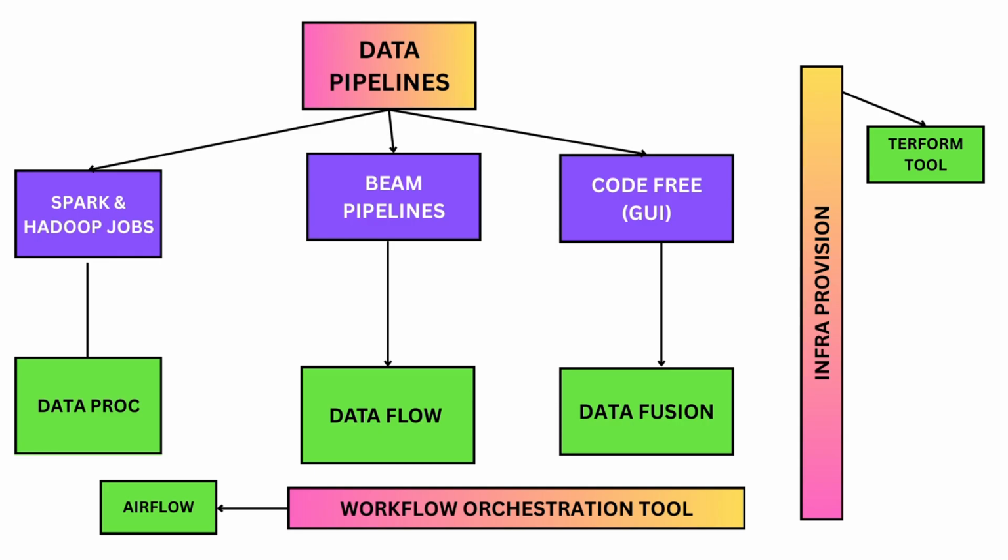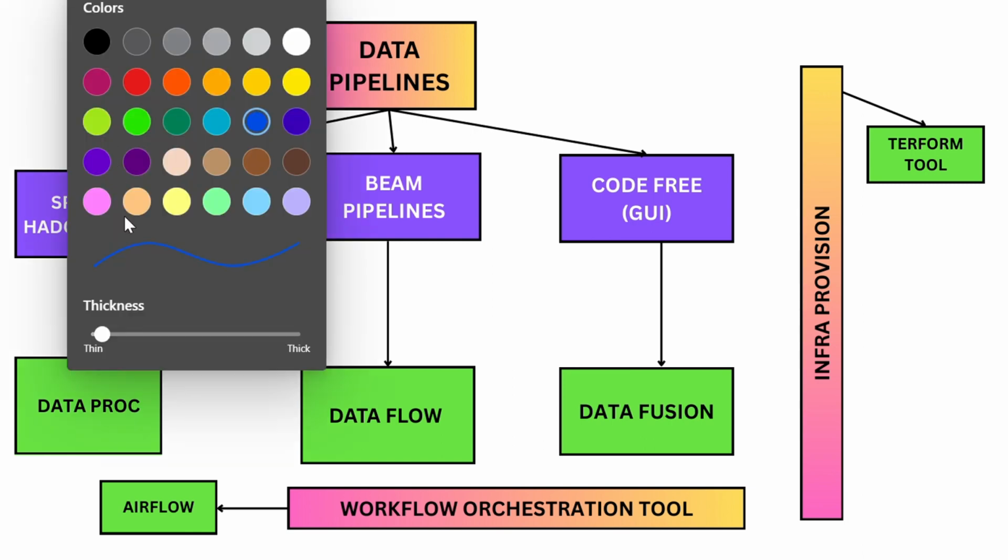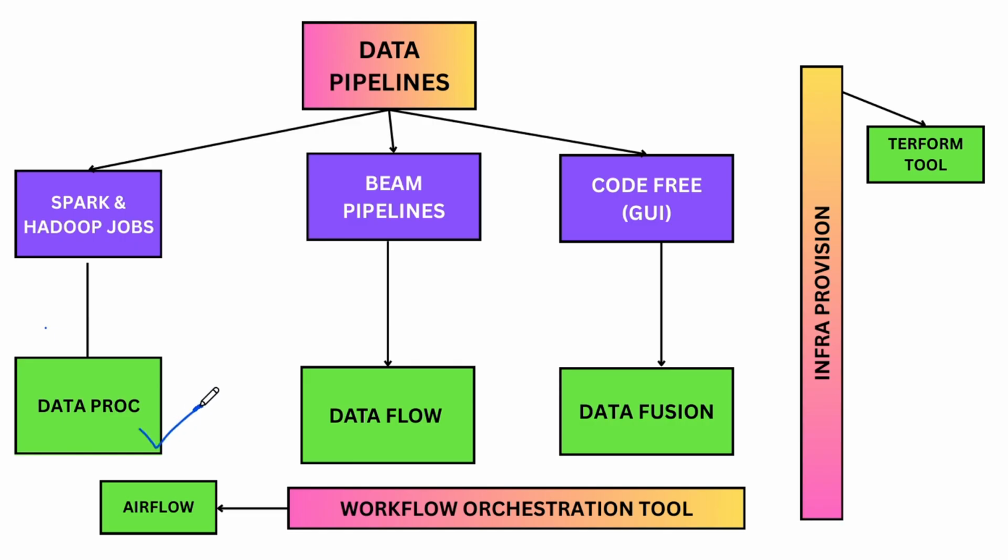There are different types of processing, so based upon the different types of processing, we have different tools. If you see here, there is a tool called Dataproc, and one more tool called Dataflow. Next, you have Data Fusion. Then we also have the Terraform tool, and the Airflow tool. Different tools are there based upon the need of different processing.